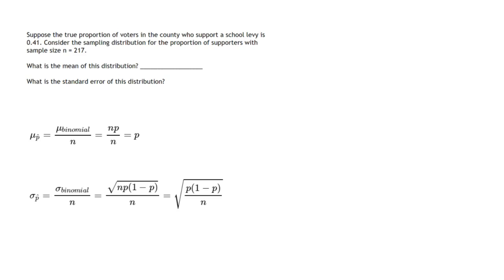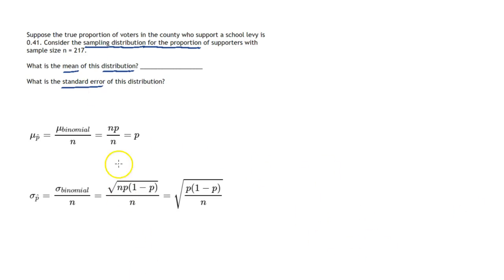So keep in mind the distribution that they're talking about right here. They're asking about the sampling distribution, as mentioned in the problem. Consider the sampling distribution for the proportion of supporters with sample size n equals 217. So we want to find the mean and the standard error. We want to find the mean and standard error of a sampling distribution for the proportion.